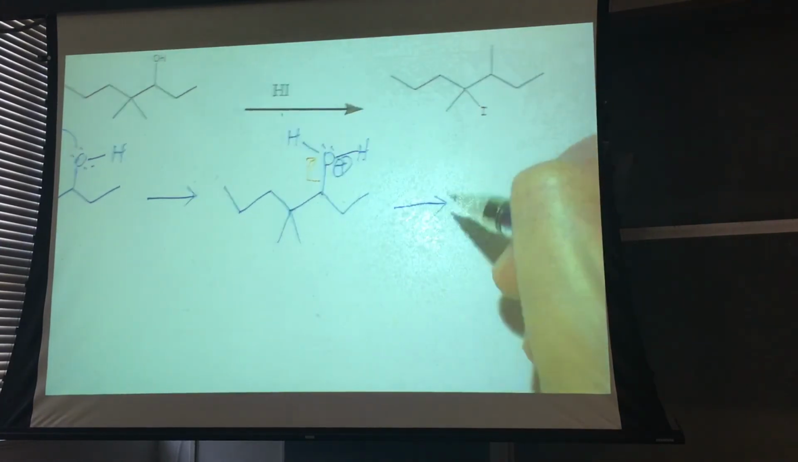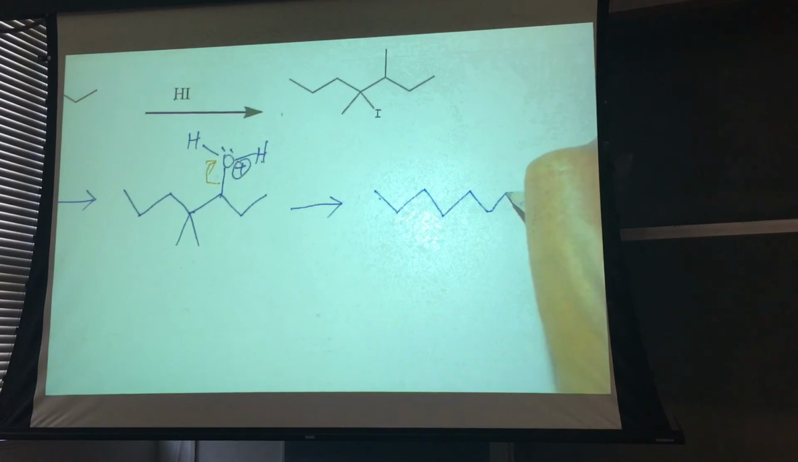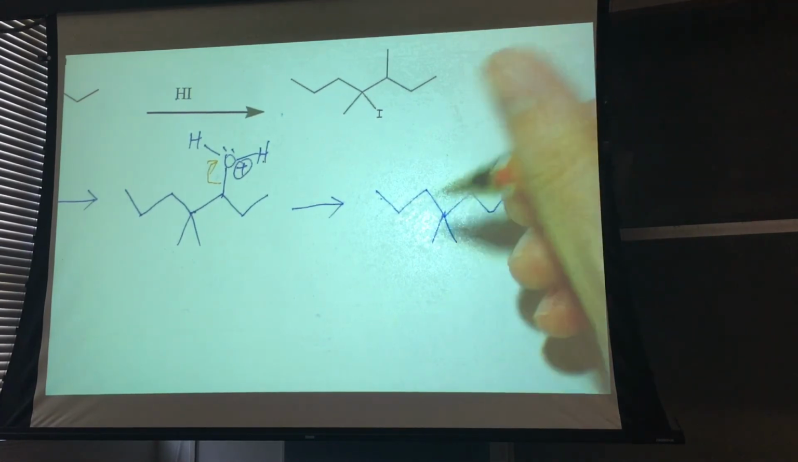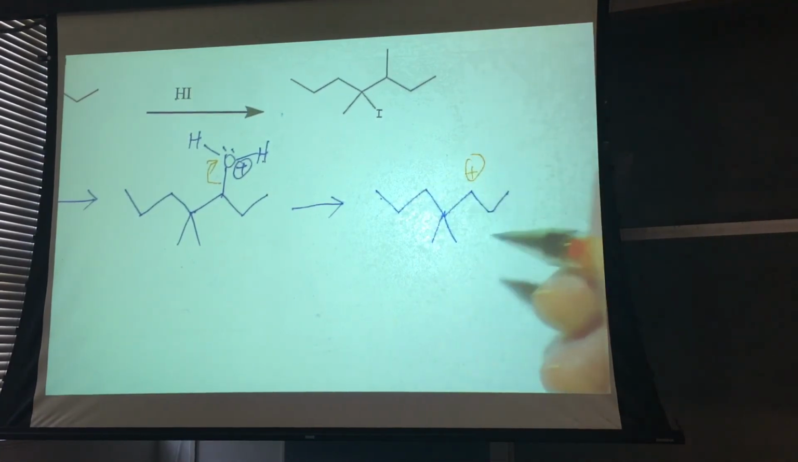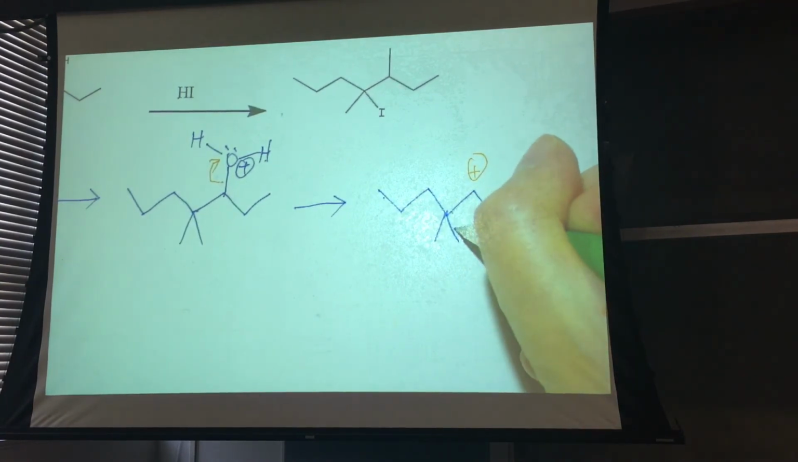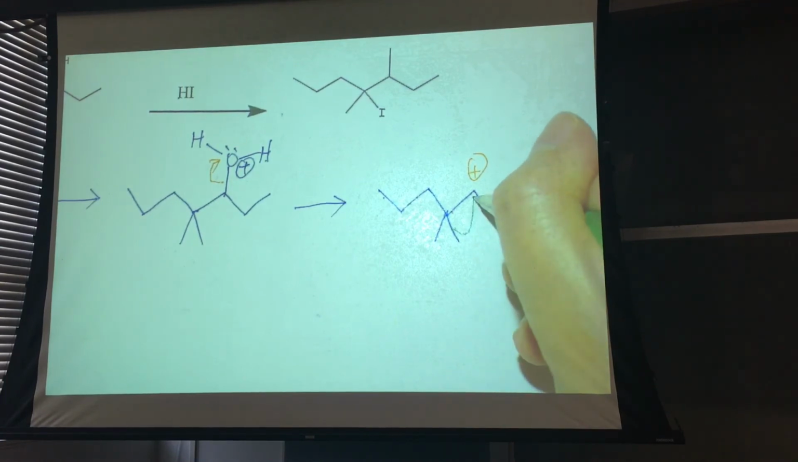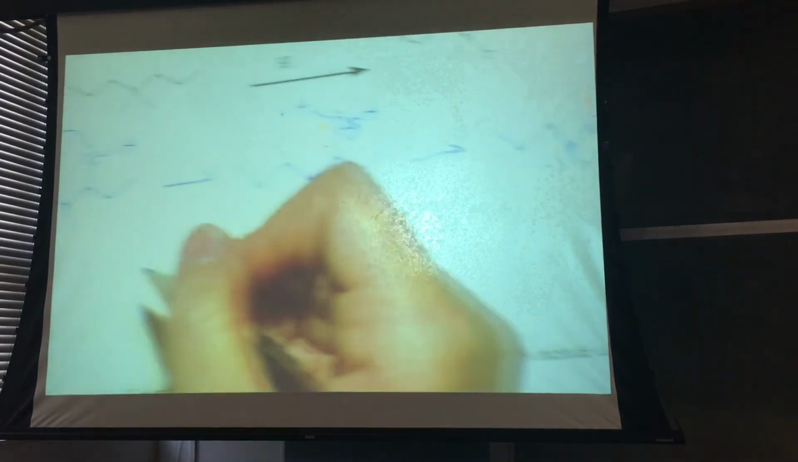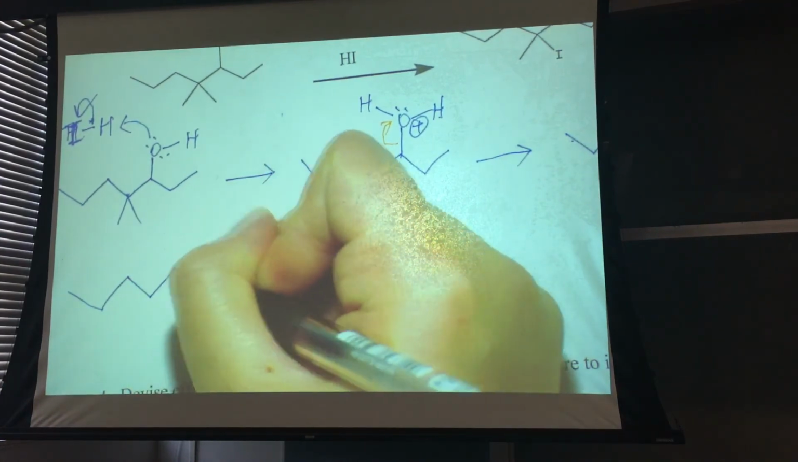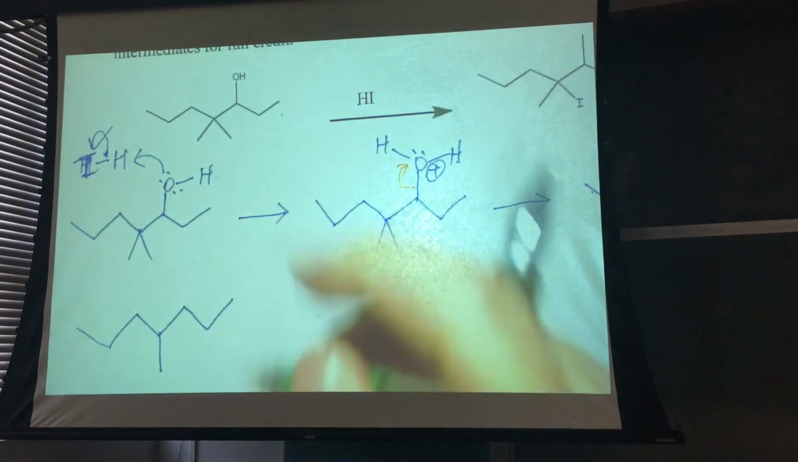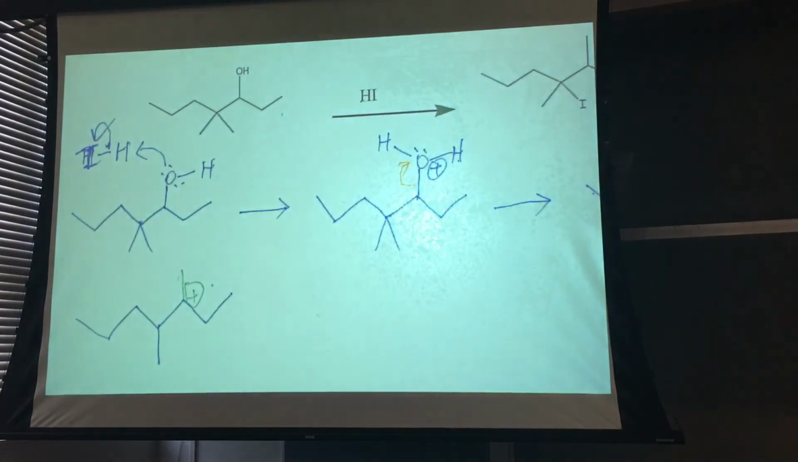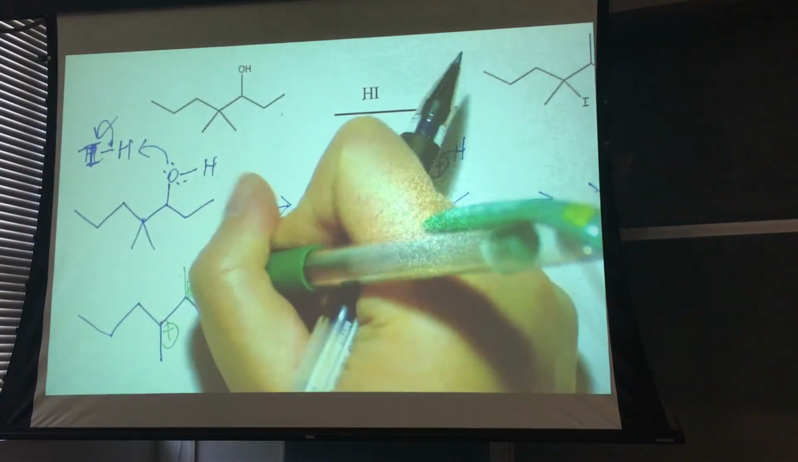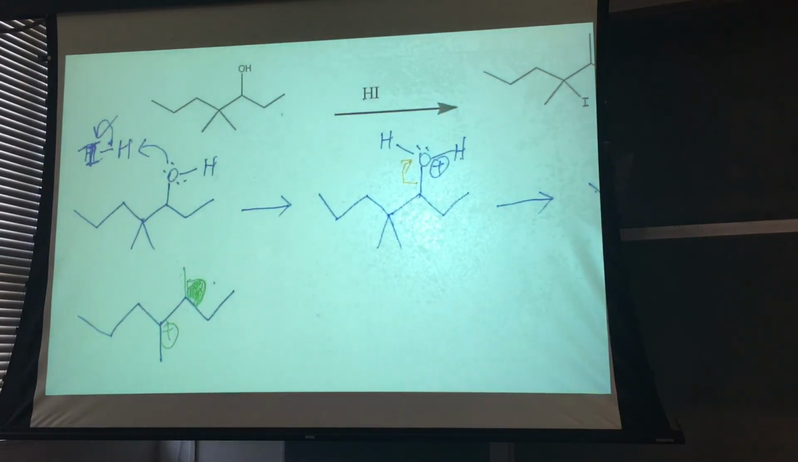After the leaving group leaves, it's going to form a secondary carbocation, but you do have a quaternary carbon next to it, which means in this case, it's not going to be a hydrogen shift, it's going to be a methyl shift. So this one is actually going to jump into here. So this is an R shift, an alkyl shift, okay? So after the alkyl shift, your structure looks like this. Now the carbocation moves to here, so you don't have this one.